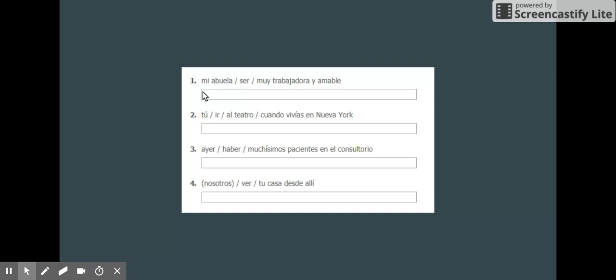Tú ir al teatro cuando vivías en Nueva York. Well, ir is another irregular verb in the imperfect. So: Tú ibas al teatro cuando vivías en Nueva York. You used to go to the theater when you lived in New York. We don't know when this person started living in New York, when they stopped, or what day they went to the theater. We just know that for some period of time in the past, they would go to the theater.